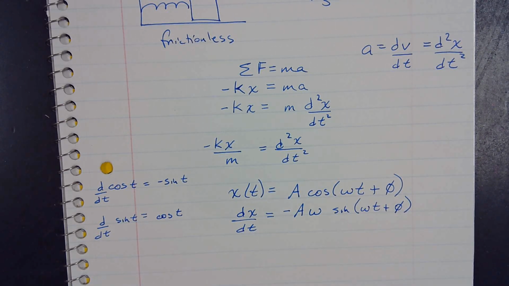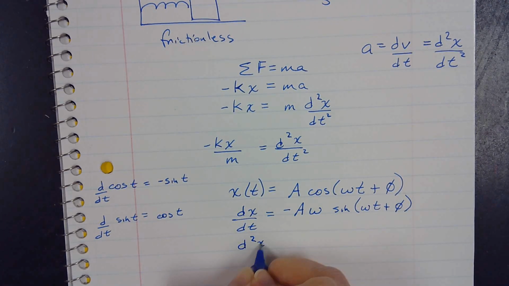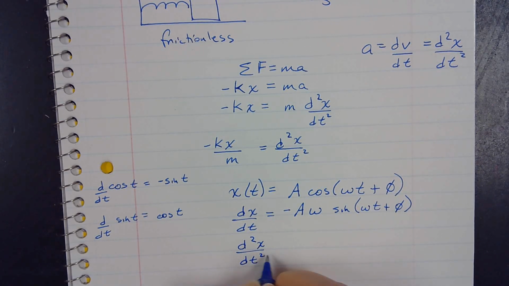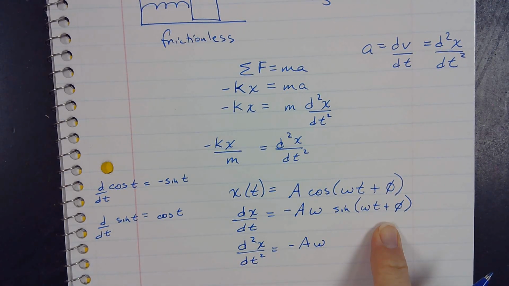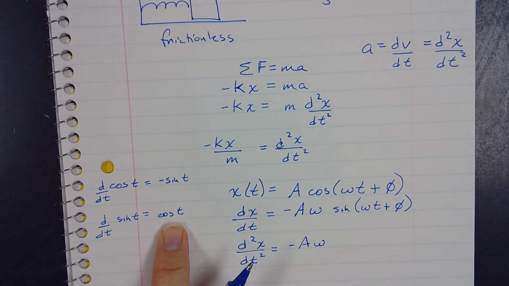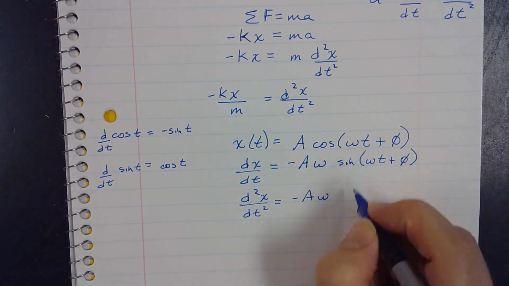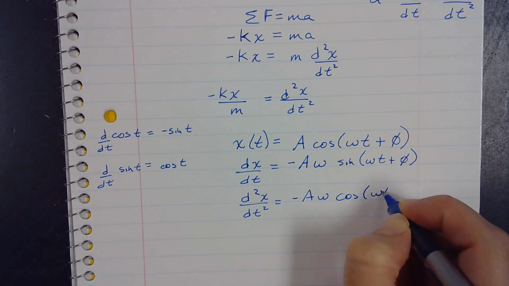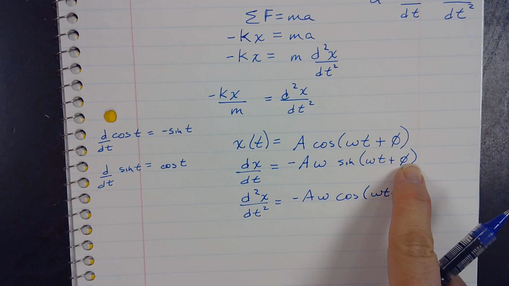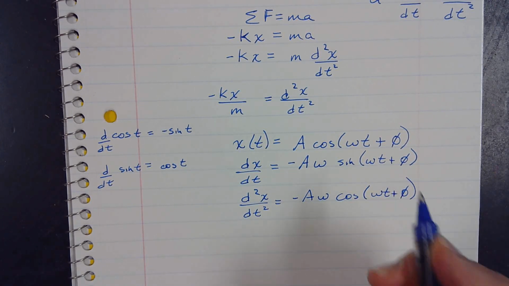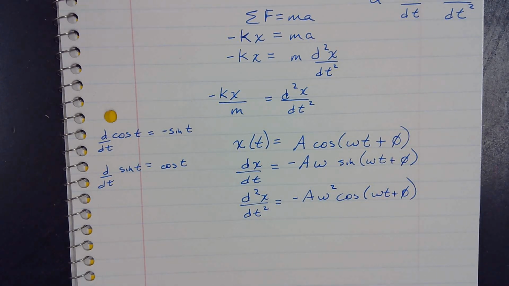Now we do it again. d squared x over dt squared equals, I copy, negative a omega. What's the derivative of sine? Sine is just cosine. So the derivative of sine is just cosine. I copy the omega t plus theta. I again need to take the derivative of the inside. Well, it's the same thing, so I just get omega again. So I end up with an omega squared.